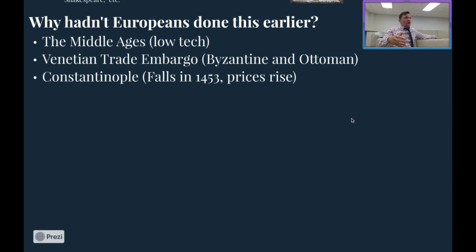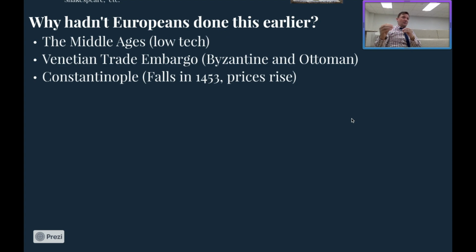Now, going into it, though, that is also going to serve later on as an impetus to try and find new routes to get there. But again, take that thing where the Venetians are already doing it and couple it together with low technology, and that's a big reason why it took them so long until the 1400s to actually make this happen, right?